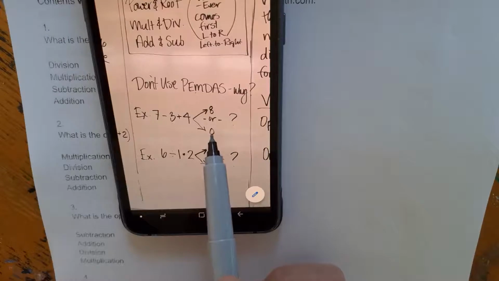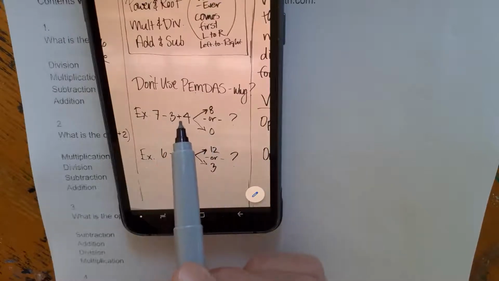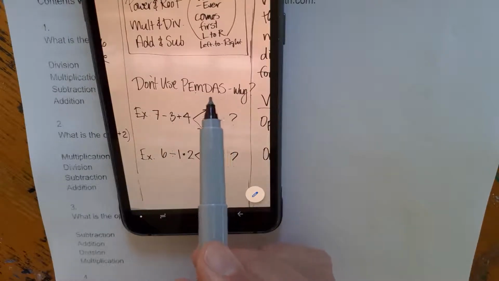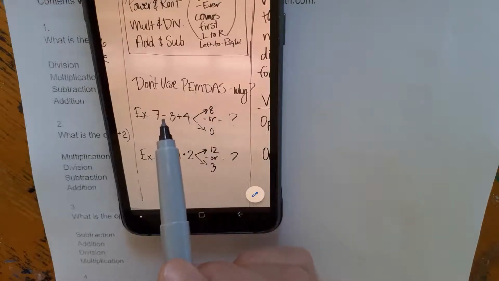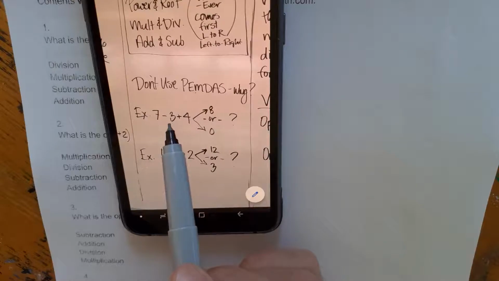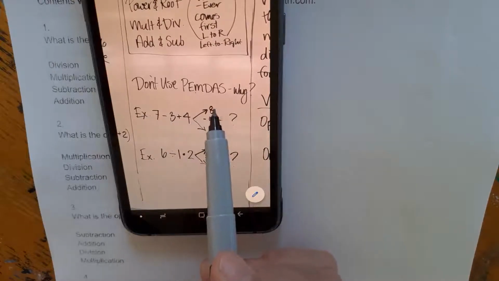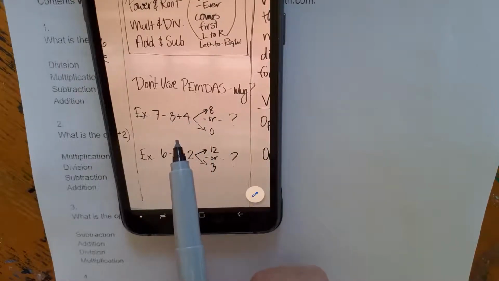The only problem with that is it's wrong, because subtraction and addition are equal and opposite, and your teacher taught you when it's equal and opposite, it's left to right. So this comes first, left to right, so we do 7 minus 3 is 4, then add 4 to it and get 8. 8 is the correct answer here, you guys. Okay, let's go to the next one.